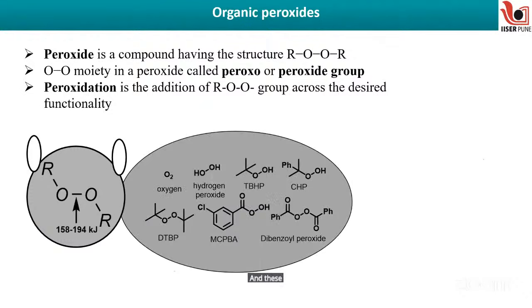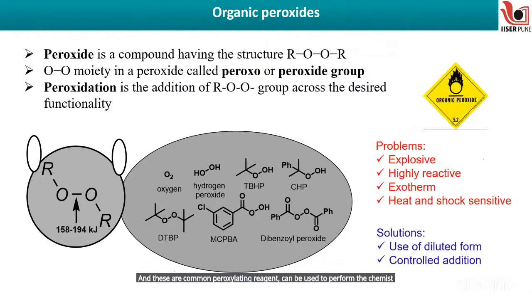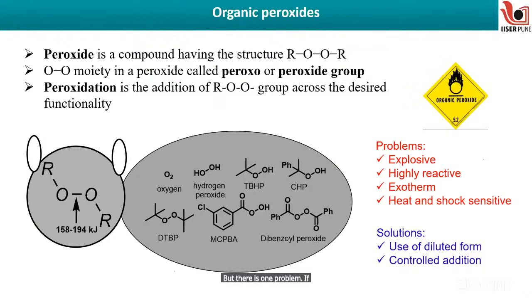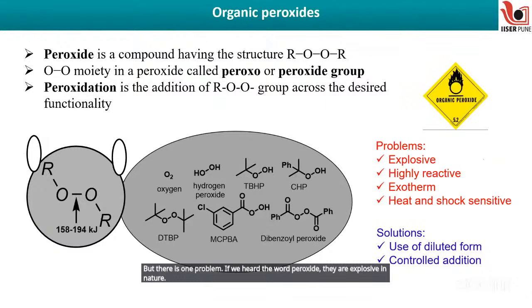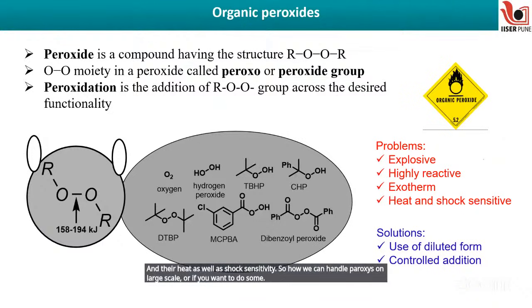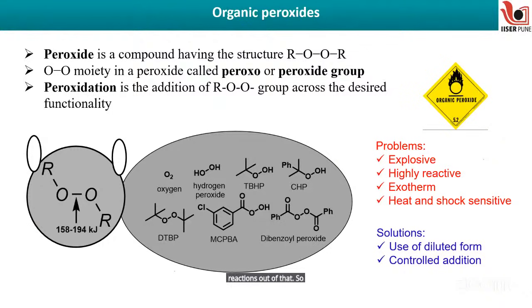These are common peroxylating reagents that can be used to perform peroxide chemistry. But there is one problem. If we hear the word peroxide, they are explosive in nature. When they react with each other or any substrate, they generate a lot of exotherm, and they are heat as well as shock sensitive. So how can we handle peroxides on a large scale, or do reactions with them? I will discuss these things in my next slides.